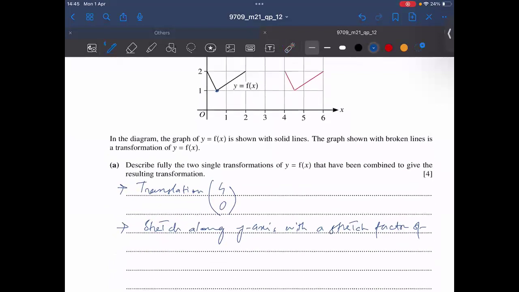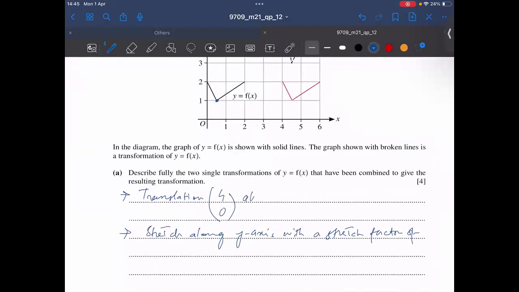So basically, translation along x-axis, and then we have stretch along y-axis with a stretch factor of 3.